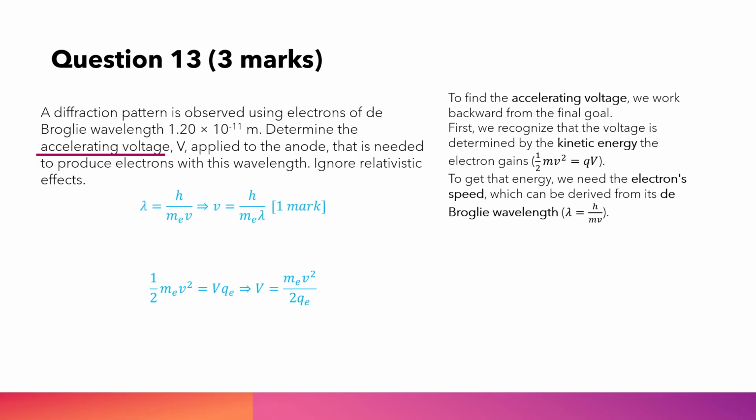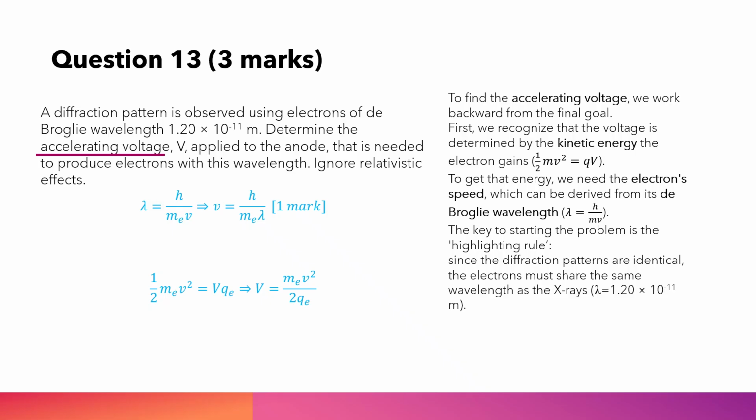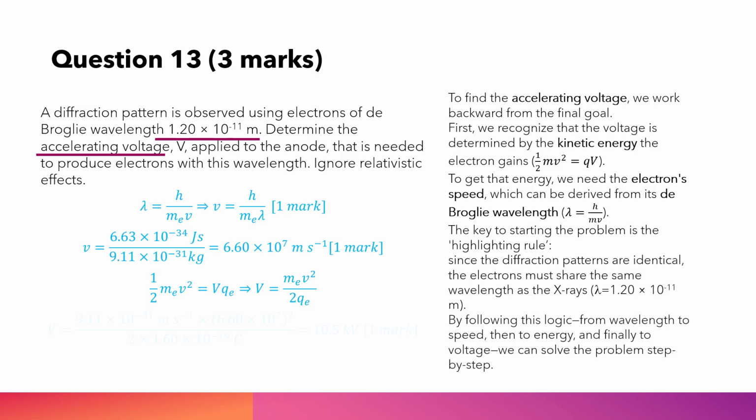The key to starting the problem is the highlighting rule. Since the diffraction patterns are identical, the electrons must share the same wavelength as the X-rays. By following this logic, from wavelength to speed, then to energy, and finally to voltage, we can solve the problem step by step.